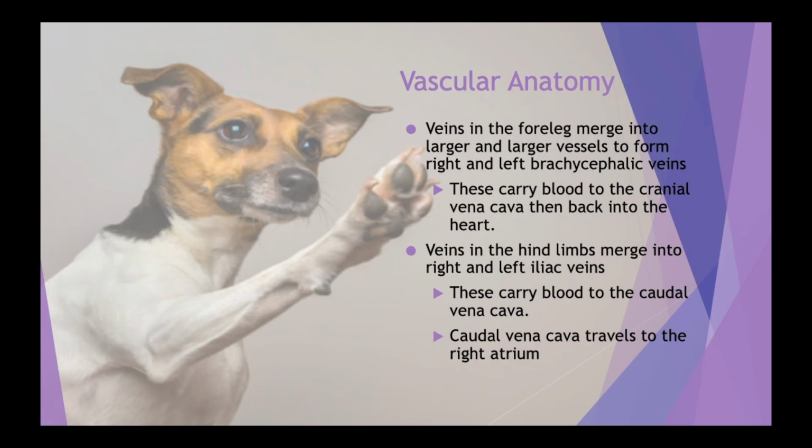Veins in the foreleg merge into larger and larger vessels to form right and left brachycephalic veins. These carry blood to the cranial vena cava and then back into the heart. The veins in the hind limbs merge into right and left iliac veins. Think about the wings of the ilium or the ilium itself. That's where we get the term iliac from. These carry blood to the caudal vena cava. The caudal vena cava then travels up to the right atrium.